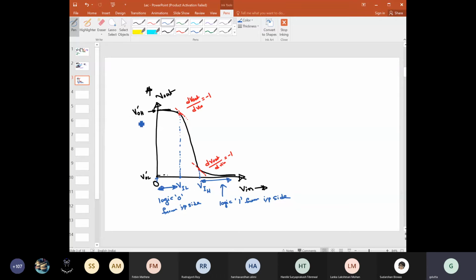Okay, so we have identified here this point, this point, this point, this point. 4 points we have already identified. Now if we take one line from this point to the output axis, this particular point we will term VOH. So you understand what is VOH? VOH is the value of output voltage when the input voltage is VIL. Now you know what is VIL, so with that you can define what is VOH, right?